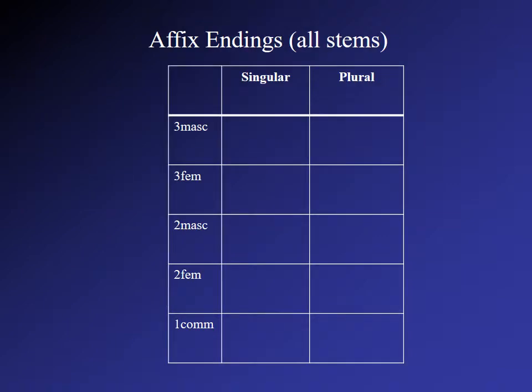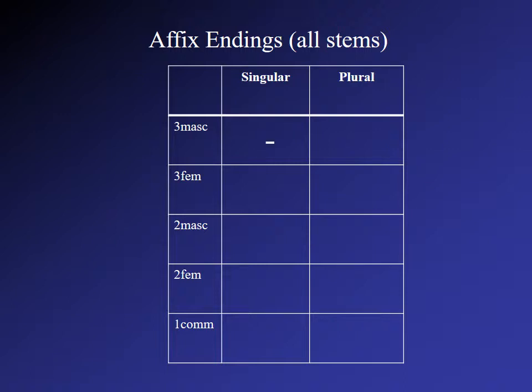So, in order to figure out what our form is, we'll look at the affix endings of the affix form of the verb. Now, it's important to realize that the affix endings are the same in all of the stems. So once you've learned this little chart, which only has 10 boxes in it, then you will be able to form the affix in the Qal, the Piel, the Hifil, the Nifal, the Hitpael, the Hofal, the Pual, and so on. So this little chart will do a great deal of work for you in translating Hebrew.